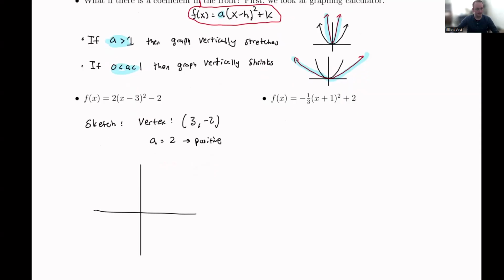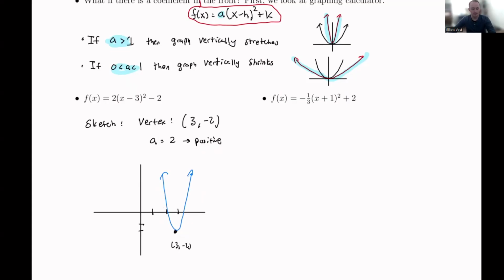We have a graph that starts 1, 2, 3, 1, 2. This is where my vertex is, right? (3, -2). I know it's a positive number, so it's going to go up. And because my a is 2, I'm going to make it a little skinnier. Or that's a lot skinnier, but let's go a little skinnier like that. You know, I'll make it more exaggerated. Why not? Like that. And we're done.